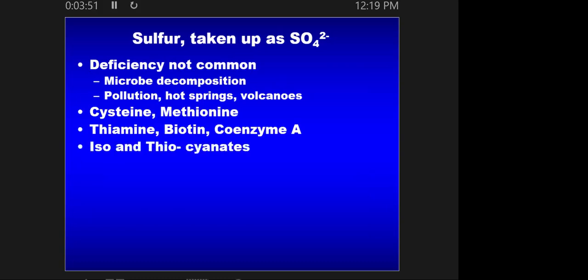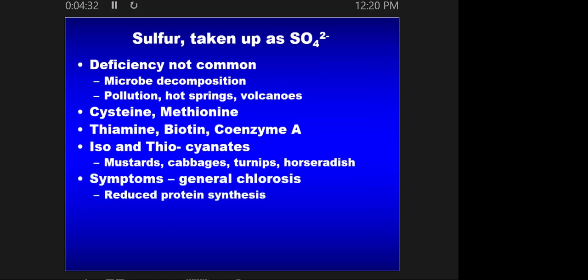It's part of thiamine, biotin, coenzyme A. So all of those are necessary for reactions, and then the isocyanates and thiocyanates are secondary metabolites that plants make. So if you think about mustard or horseradish, that kind of pungent taste that you get when you bite into broccoli or cabbages or turnips, that is due to high levels of isocyanates or thiocyanates or isothiocyanates.